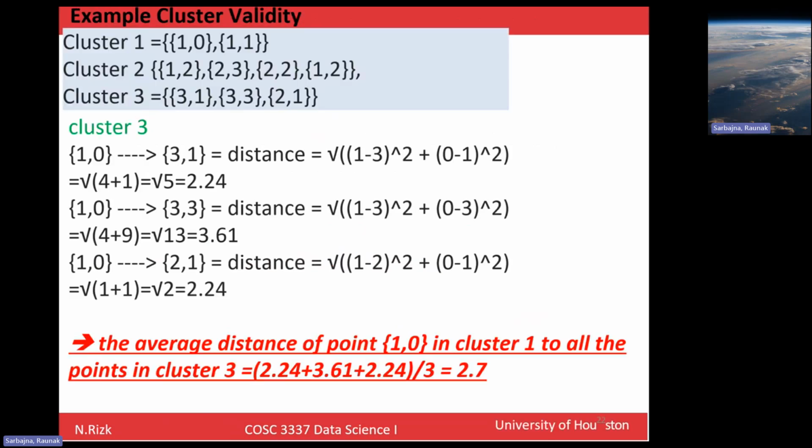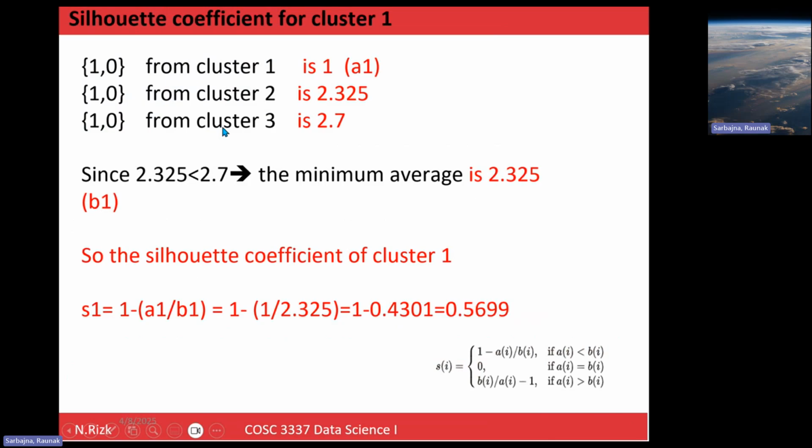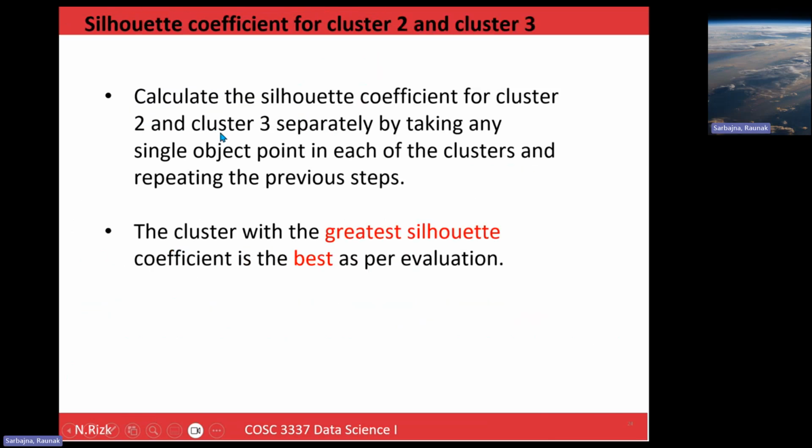So again, you can do this for other individual points in cluster 2 and cluster 3 as well. And the cluster with the highest silhouette coefficient is the best. What you did here with a point in cluster 1, you also do with a random point in cluster 2, and with a random point in cluster 3. You run this calculation 3 times, and the cluster with the highest silhouette score is the best cluster.